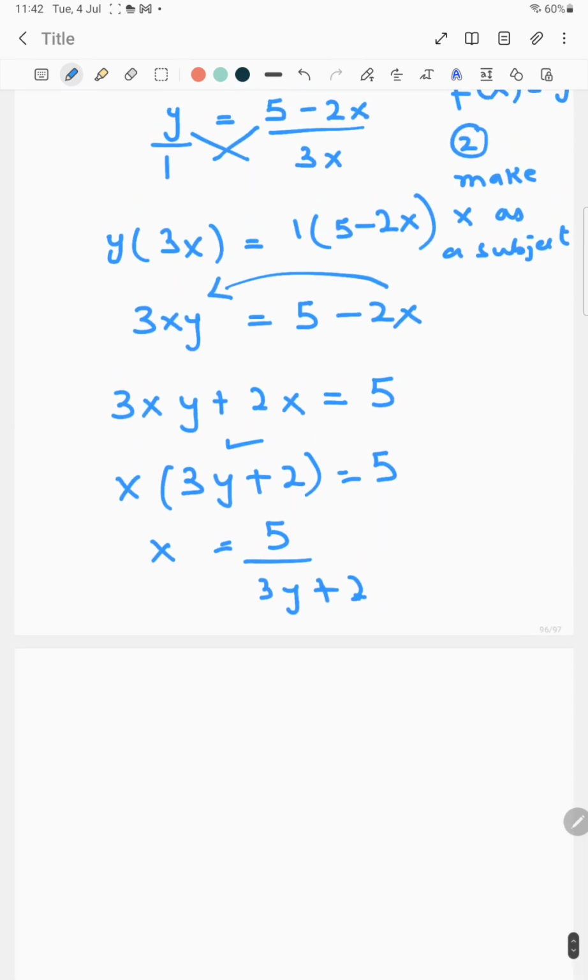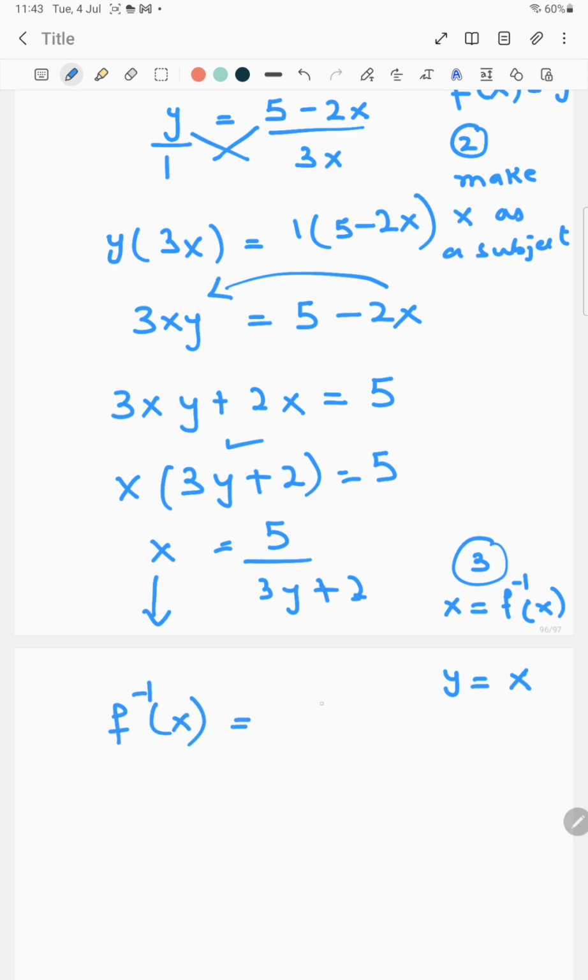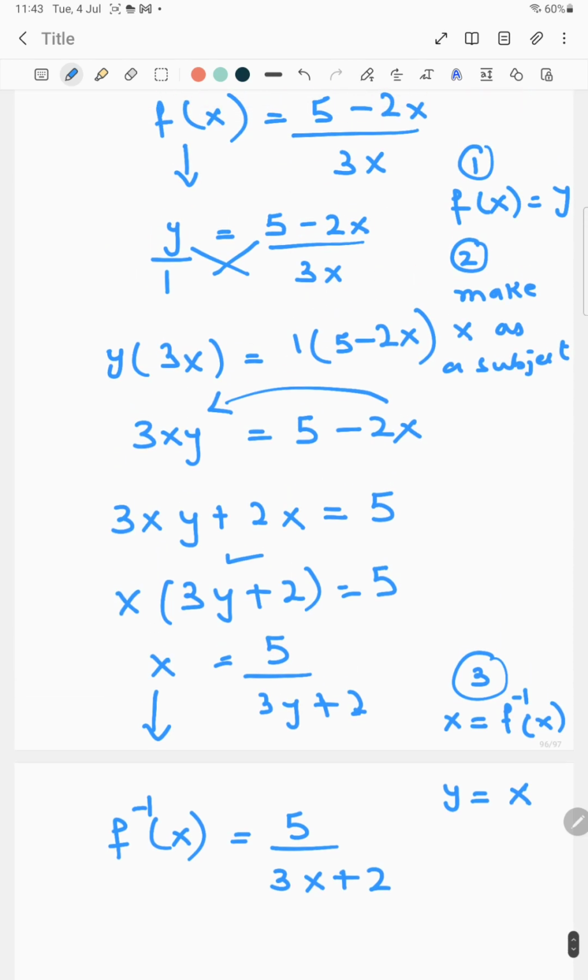And in the last step, it is the third step, okay? You just have to put, instead of x, we have to put f inverse x. And instead of y, we have to put x. So see, over here you have to write f inverse x is equal to 5 divided by 3x plus 2. So see, you just have to follow these 3 steps.